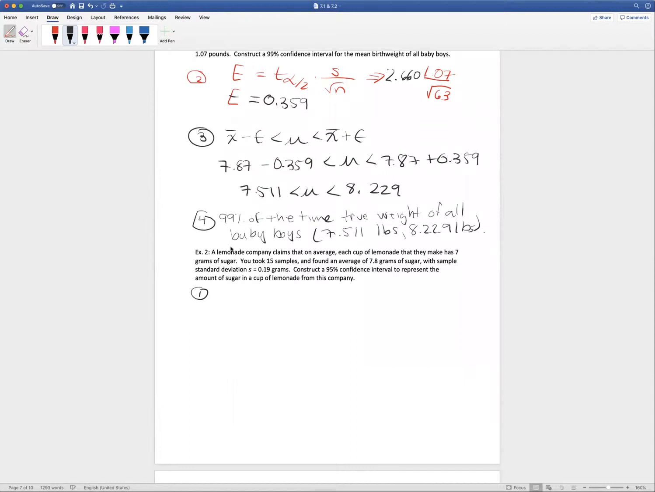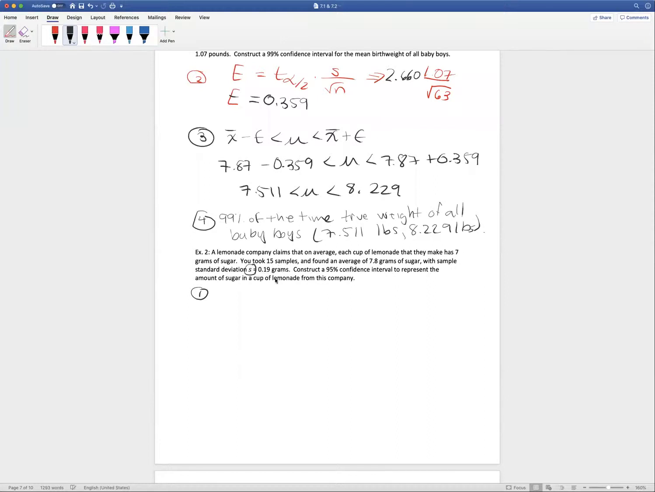This should look familiar. A lemonade company claims on average, each cup of lemonade they make has 7 grams of sugar. You took 15 samples and found an average of 7.8 grams of sugar with sample standard deviation S equals 0.19. So this is exactly the same question we were dealing with before. This time, instead of knowing the population standard deviation, we just knew the sample standard deviation, right?